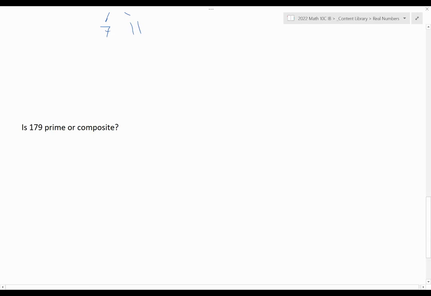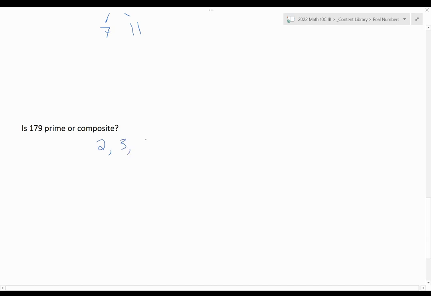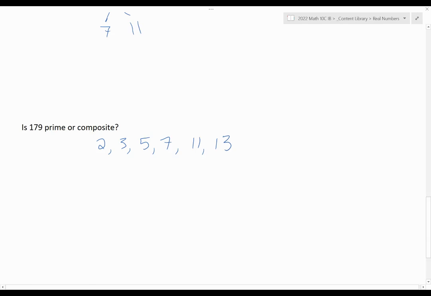Now, I don't know exactly what the square root of 179 is, but I don't need to know exactly what the square root of 179 is. I just need an approximate because I just need to test whole numbers. So I know that 14 squared is 196, so it's got to be less than 14. So the only prime numbers I need to check are 2, 3, 5, 7, 11, and 13. These are the only prime numbers that are less than the square root of 179.